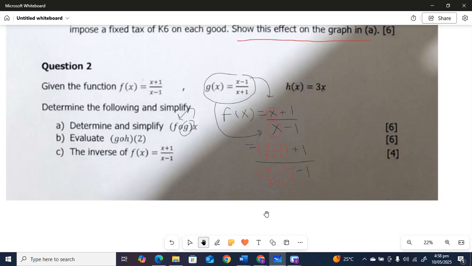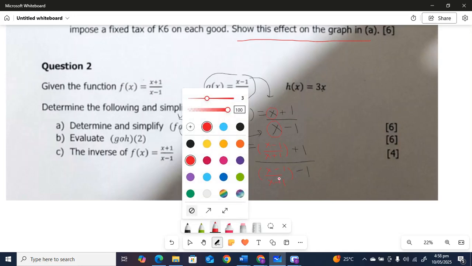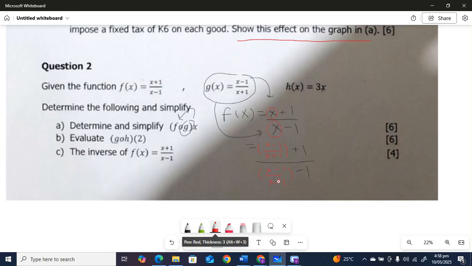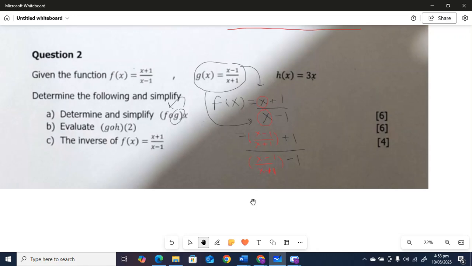Okay, can I hear your answers? Those who solved this one, can I hear your answers? Or you want to wait for me to give you the answer? Okay, actually, let me first finish solving.